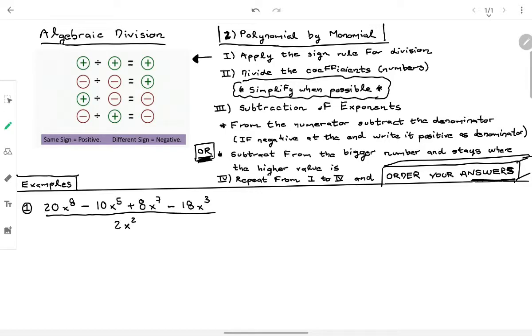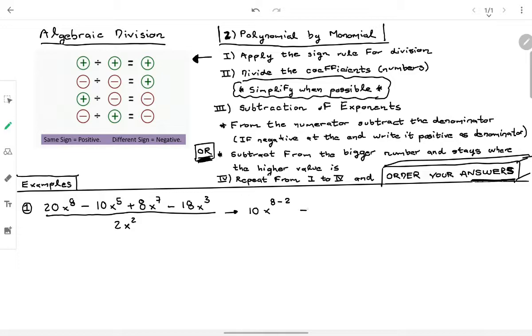So our first example is something like this. We have a polynomial divided by a monomial. The process is going to be very similar. We will do the division of monomials but many times. We start with the first one, 20 over 2. We can simplify it, and it's going to be 10x to the 8 minus 2.